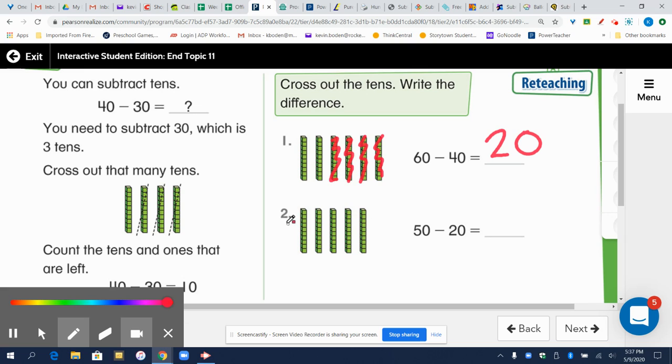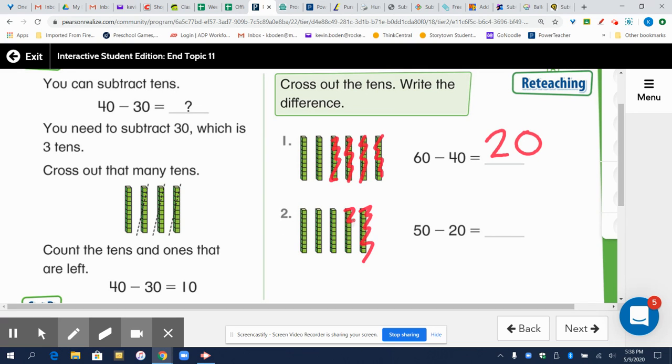Let's jump down to number 2. How many do you see in all? That's right. There are 50 in all. And how many should we take away? Boom, you said it before I did. 20. Let's take away 10, 20. So there were 50 in all. We took away 20. And how many are left? That's right, 10, 20, and 30 in all. Wasn't that simple? We're already done with our first 2 questions.